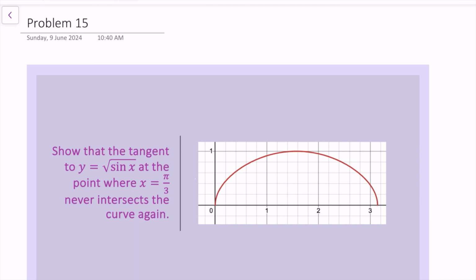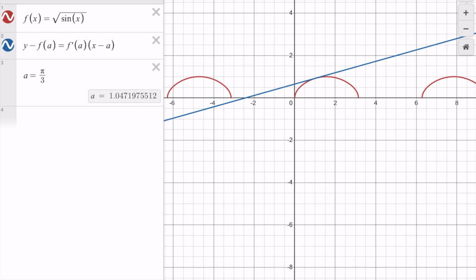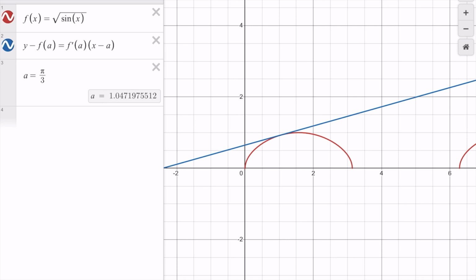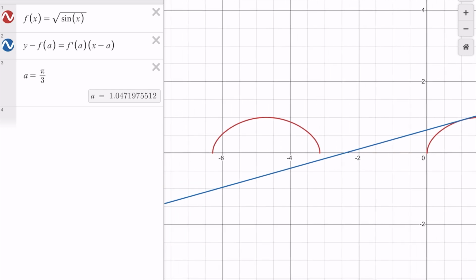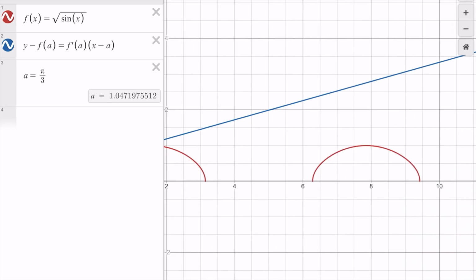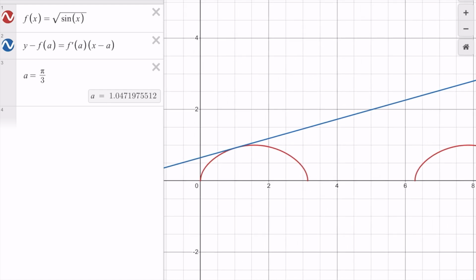So it pays with this problem to have a quick look at the graph first. The square root of sine of x there is shown on the domain of 0 to pi. However, sine x repeats itself, and so therefore the graph repeats itself. The graph is periodic. So here's the graph, and we've got a tangent there at x equals pi over 3, and we can see that it doesn't intersect the curve anywhere else because it's below that segment of the curve, and it's above the next segment of the curve in the positive direction. So that's enough to prove that it doesn't intersect again if we can explain the periodic nature of this function. In other words, it repeats itself every 2 pi because sine x repeats itself every 2 pi.